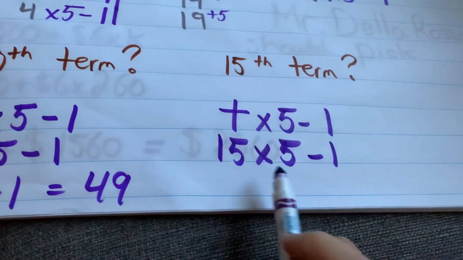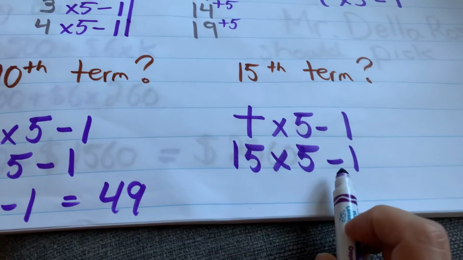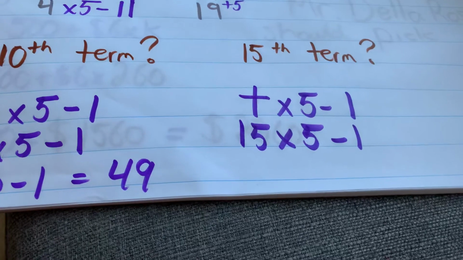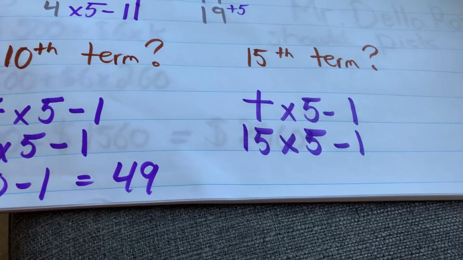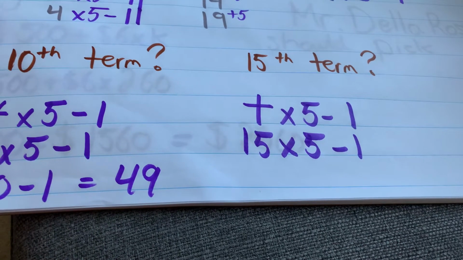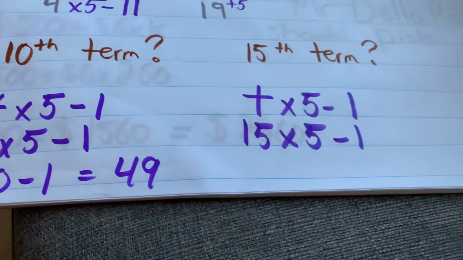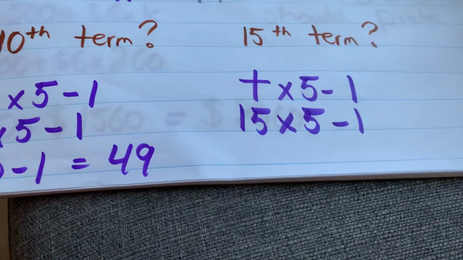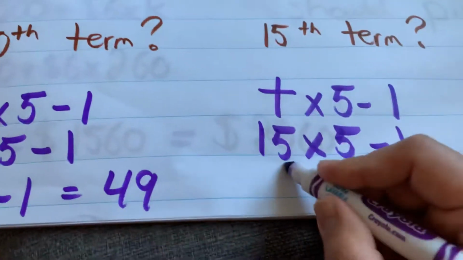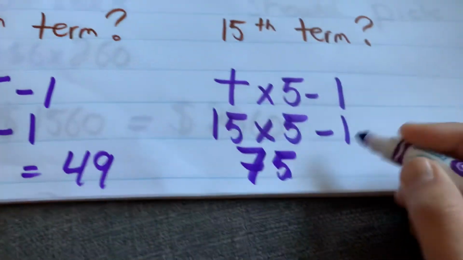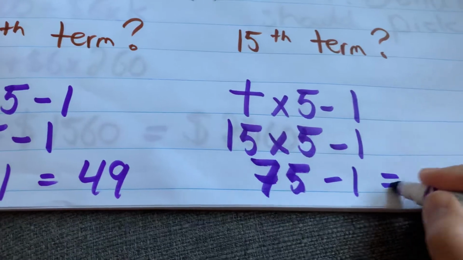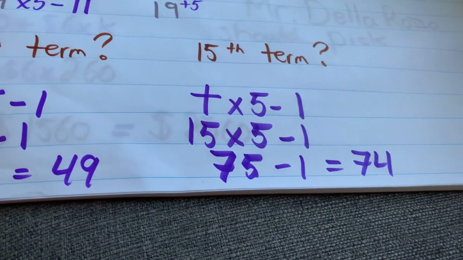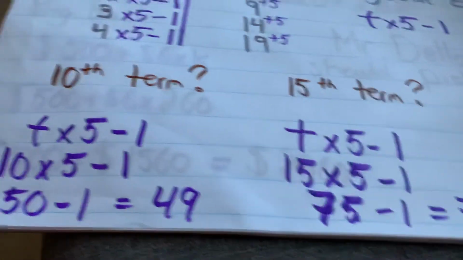Order of operations tells me I have to do multiplication before I do subtraction. So 15 times 5, what would that be? Well, 15 times 4 is 60. So if I add another 15 to that, it would be 75. 75, take away 1, which is 74. Okay? All right, let's look at a bigger word problem.